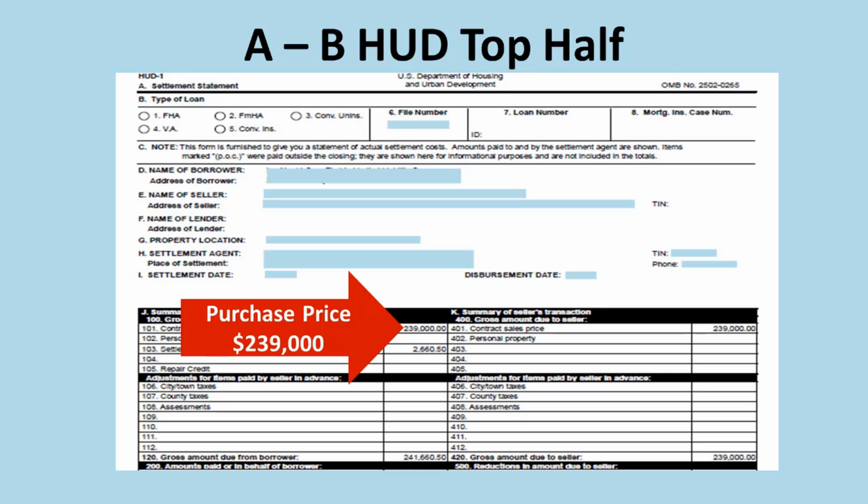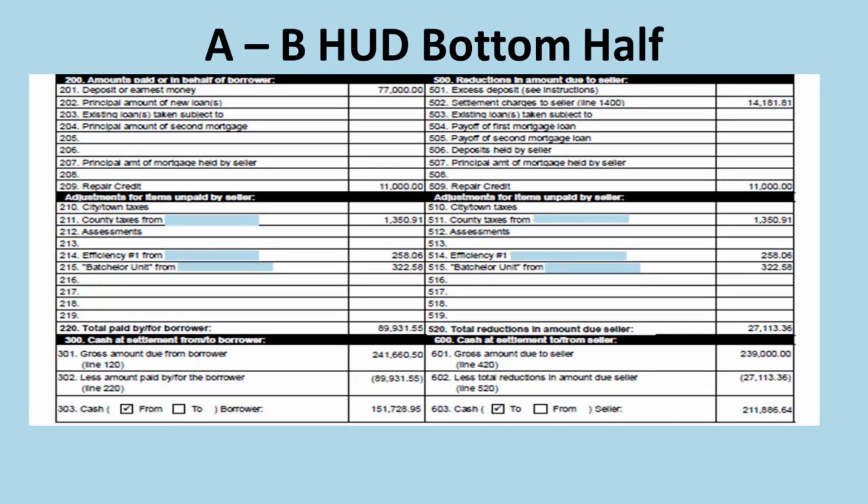The first important number on here is the purchase price, $239,000. Now this is the bottom half of the A to B HUD. The first thing that's most obvious here is the fact that the earnest money deposit is $77,000. That's what was in the account, but in fact what happened is this particular student had 3 other wholesale transactions in the previous week and a half, and he left the profits with the firm. So that money just reduced the amount of transactional funding that he needed.